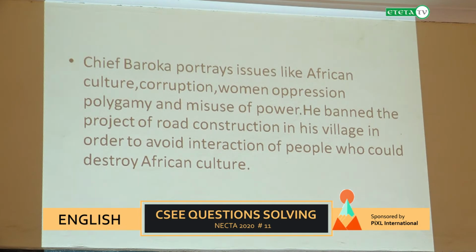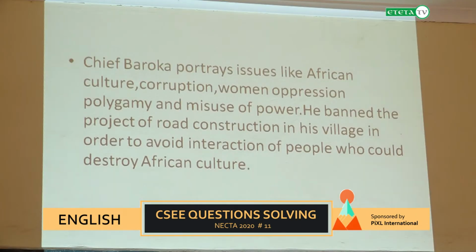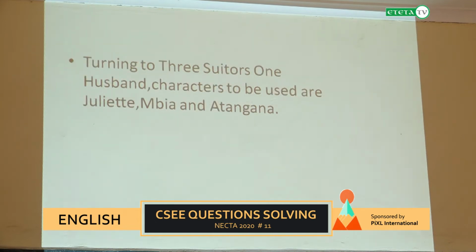He banned the project of constructing a road, fearing that the presence of a road can make people move from one place to another, which means there could be interaction of people. So people could be coming, others going, and therefore they could distort the African culture. Let's go to another book. Now we are through with the first book.